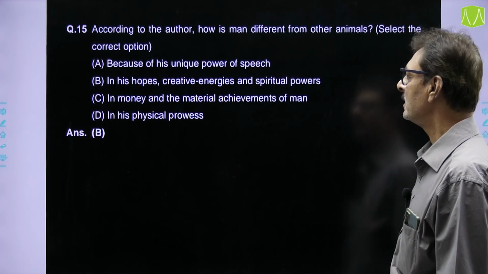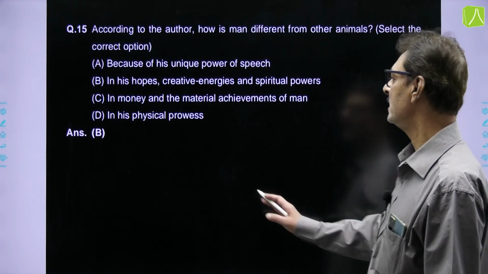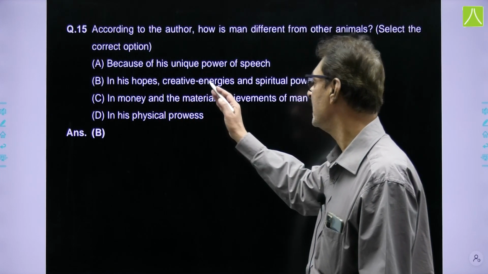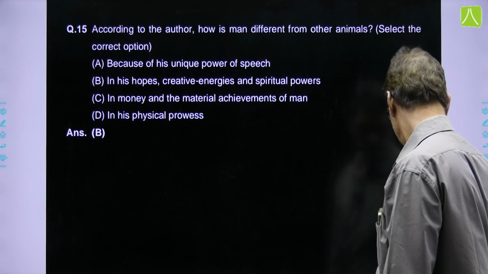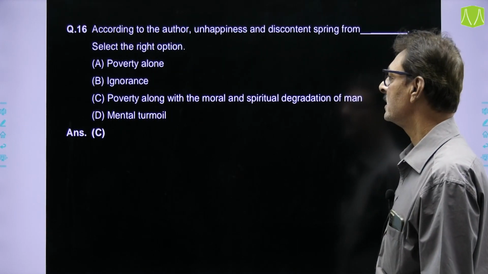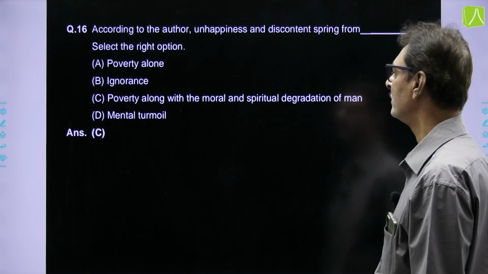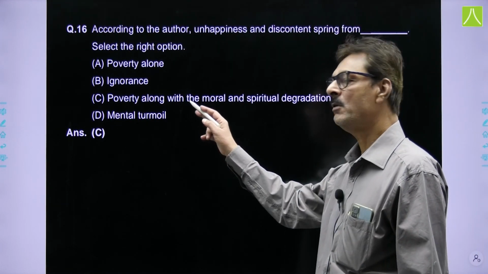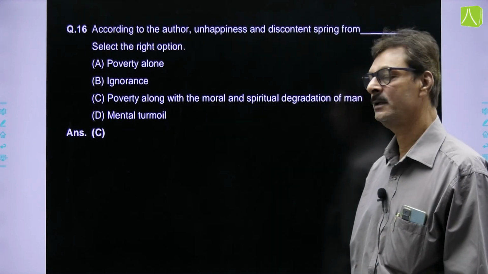Next, according to the author, how is man different from other animals? Based on the passage, the correct answer is option number B, in his hopes, creative energies and spiritual powers. According to the author, unhappiness and discontent spring from, and the correct answer is option number C, poverty along with the moral and spiritual degradation of men.